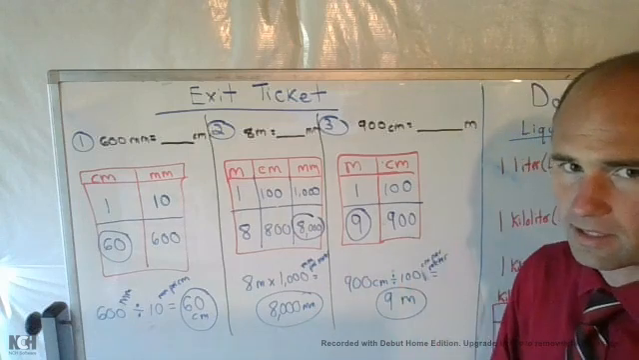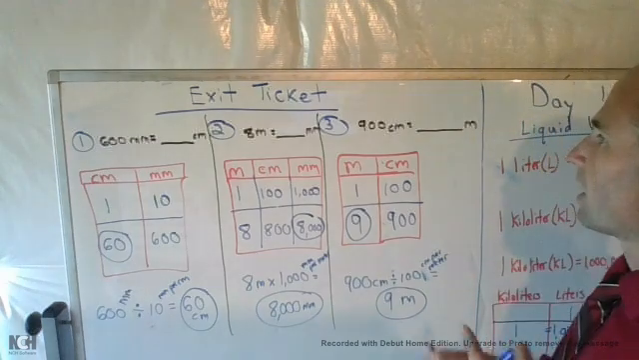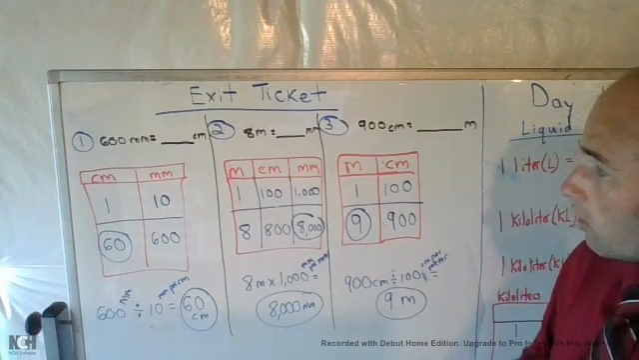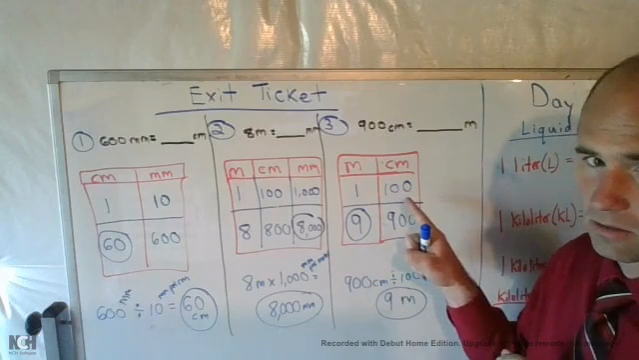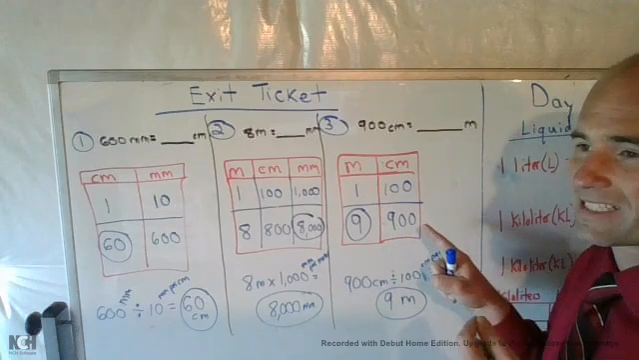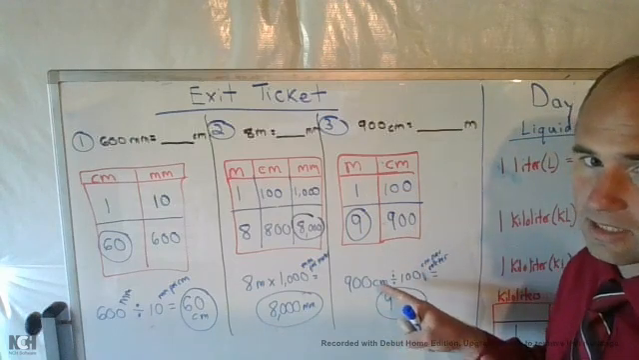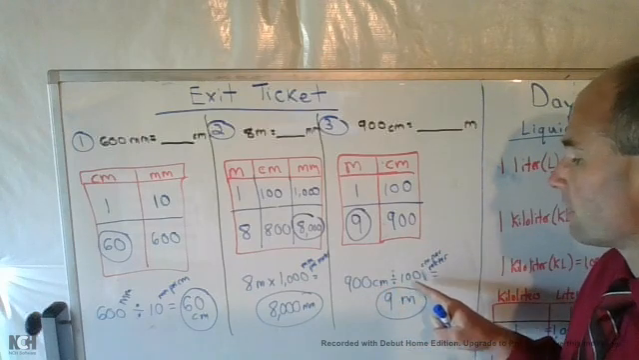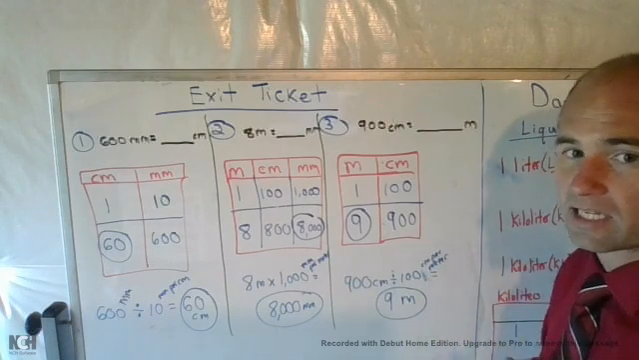And the last question on the exit ticket: 900 centimeters equals how many meters? Well, we know 1 meter equals 100 centimeters. 9 meters is therefore going to equal 900 centimeters. 900 centimeters divided by 100 centimeters per meter gives you that 9 meters.